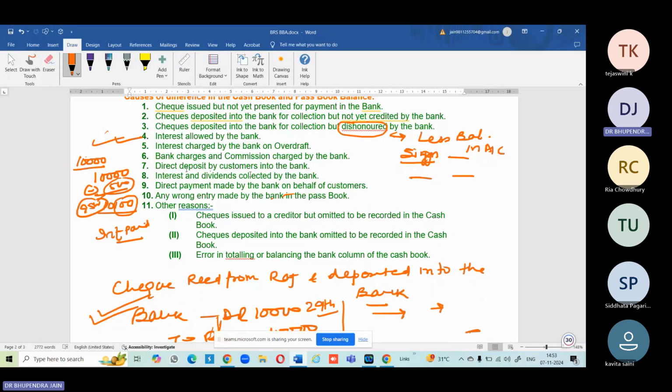Next reason: interest and dividend collected by the bank. As per the special instruction, suppose you have shares of Tata Motors Limited.